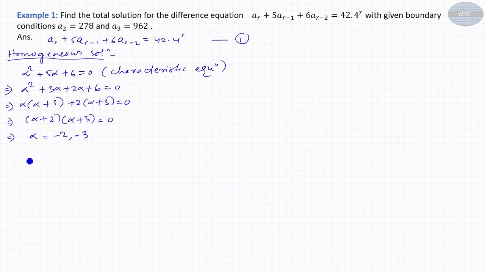So the homogeneous solution can be written as H is equal to A1 into, since all the roots are distinct, this one is alpha1, this one is alpha2, so A1 into (minus 2) to the power r plus A2 into (minus 3) to the power r. Let this be equation number 2. We will find A1 and A2 later on by using these boundary conditions. Now come to the second part, the particular solution.